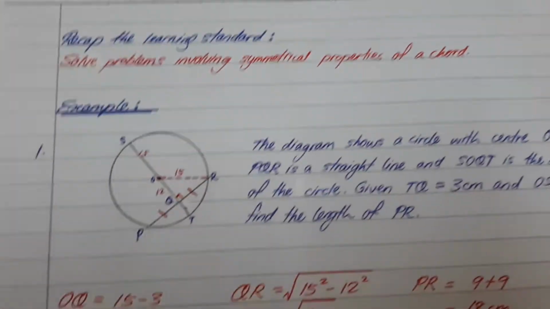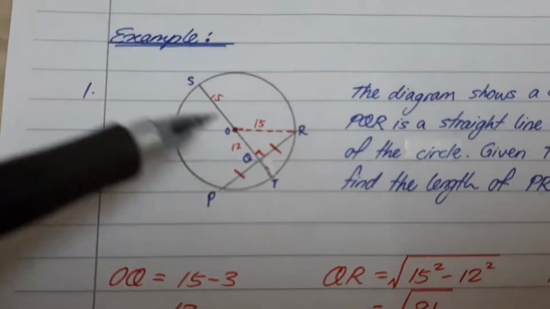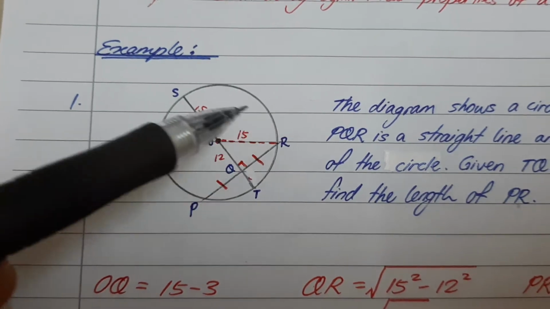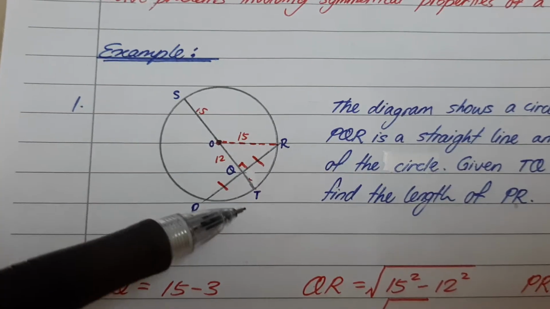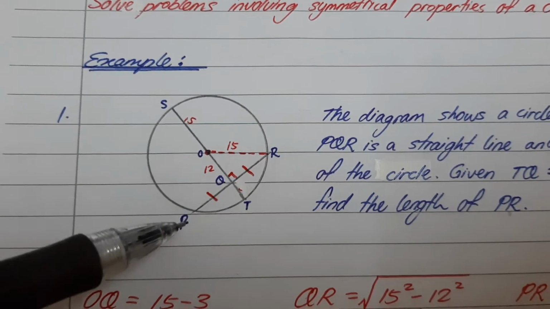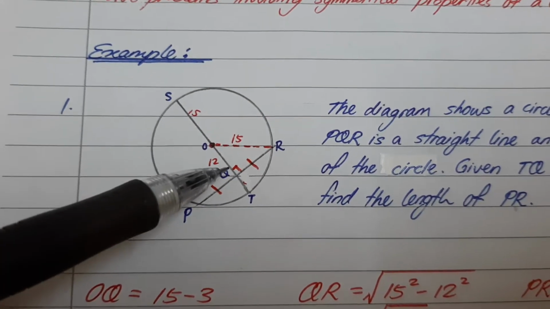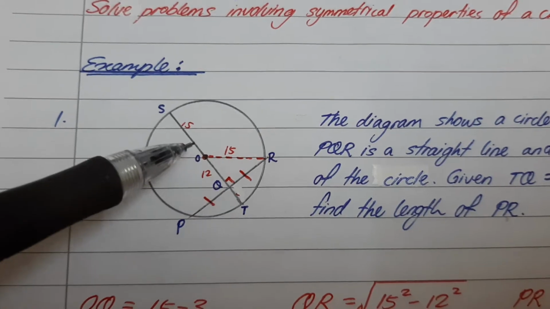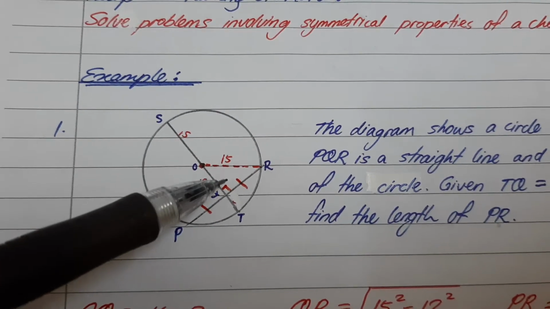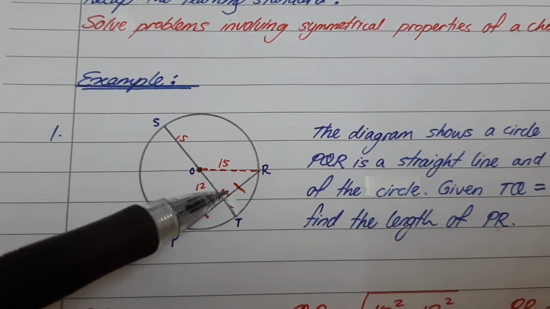What is the symmetrical property of a chord? For example, look at this diagram. PQR is the chord, and SOQT is the diameter. When the diameter or the radius cuts the chord, it gives you 90 degrees. That means when the radius cuts the chord, it gives you a perpendicular bisector, a 90-degree angle.